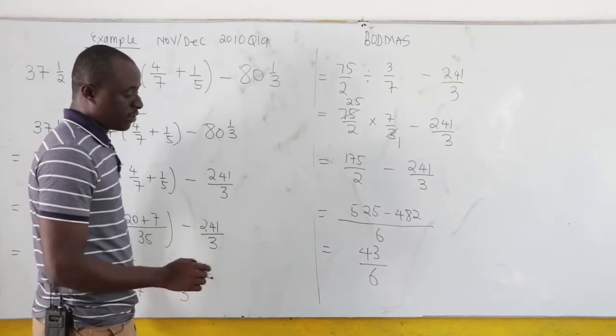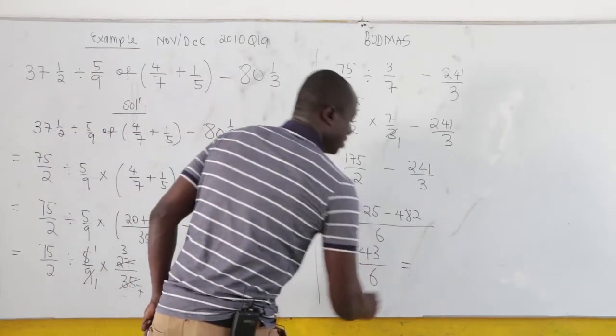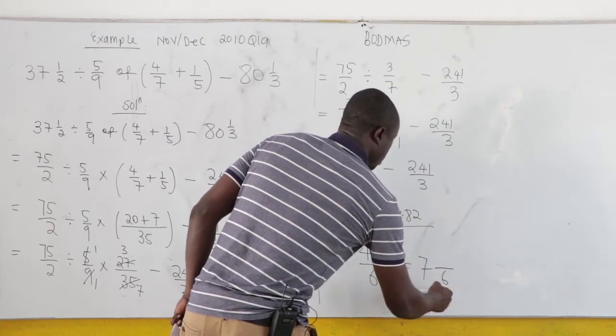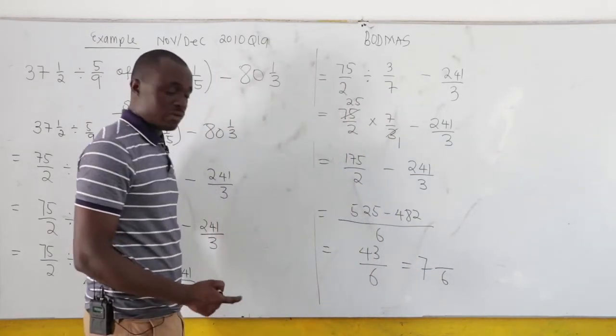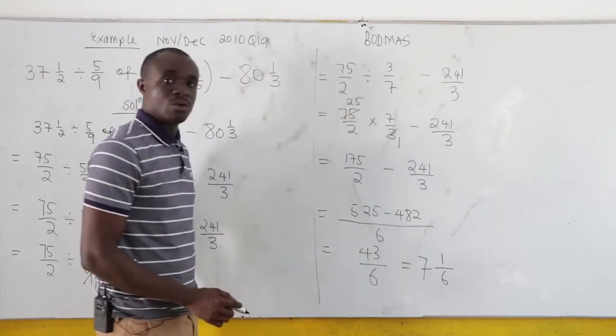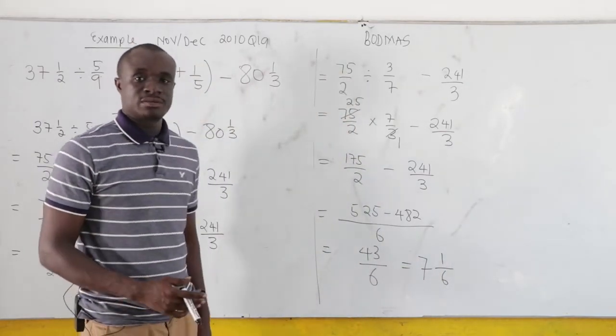How many times will 6 go into 43? That is 7 times, because 7 times 6 is 42. So we have 7 as the whole number, since 7 times 6 is 42, plus what will give us 43? That is 1. So that is 7 whole number, 1 over 6.